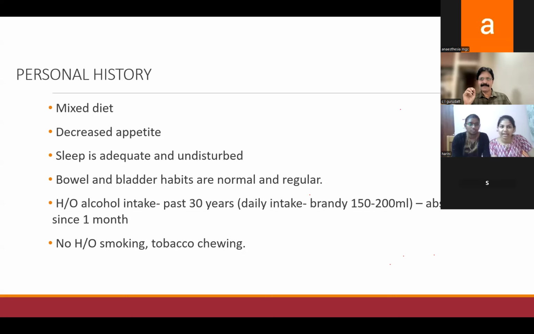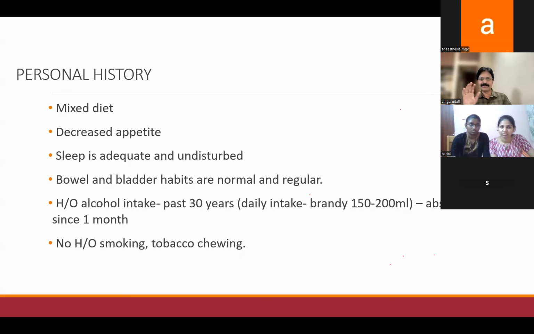50 grams in 100 ml. So whenever we say so much of percentage, like 50%, it is always mass divided by volume. It is 50 grams in 100 ml. When I say 2% lidocaine, it is 2 grams in 100 ml. That you should always remember.